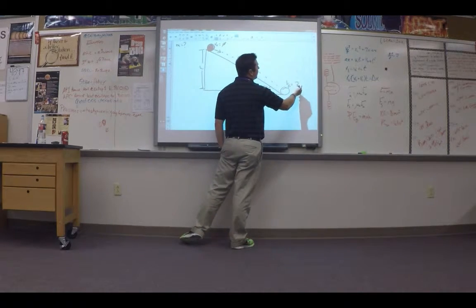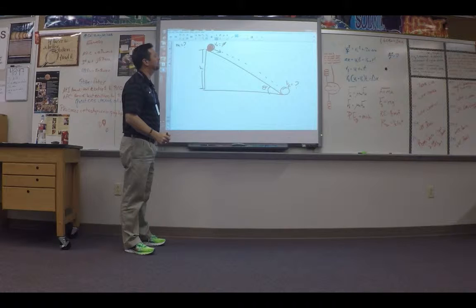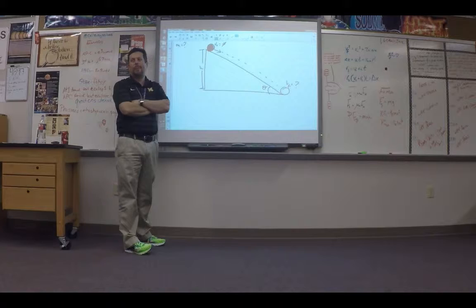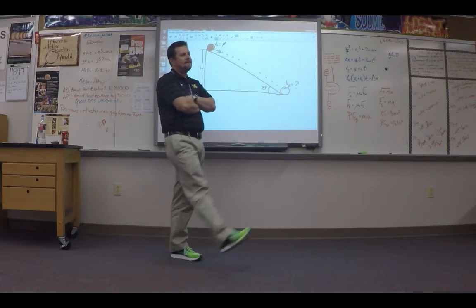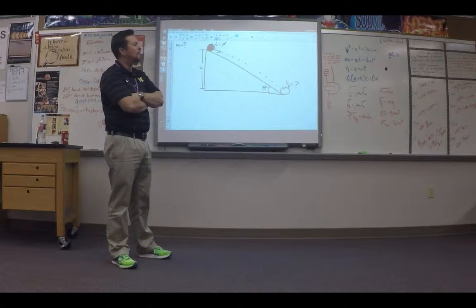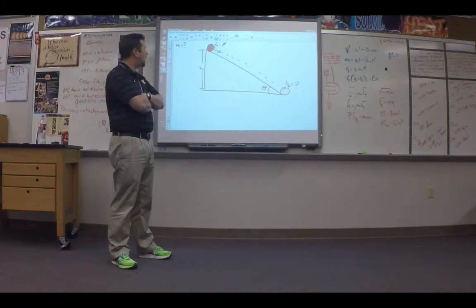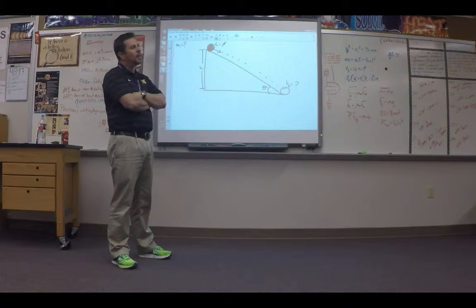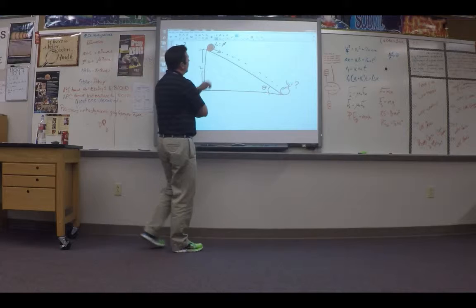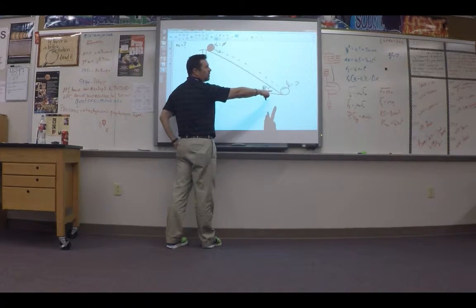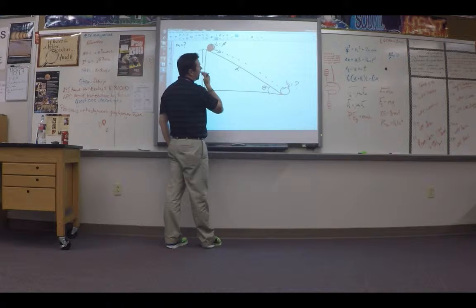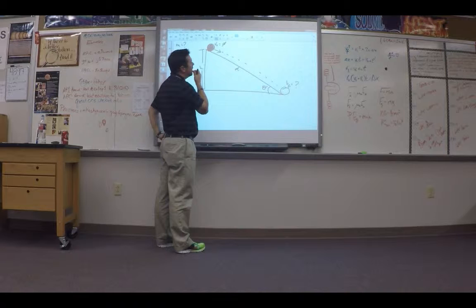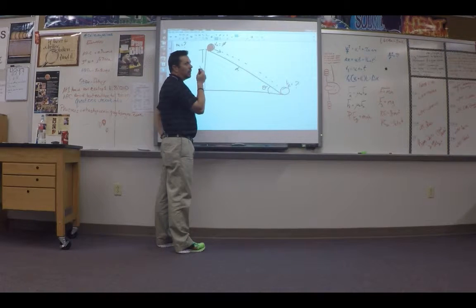If I want to know the final velocity, anybody have an idea of how we can do that? Find the acceleration. Well, we find the distance it covers using a trig function. Okay, so we could find this distance using a trig function. And if you find the distance.